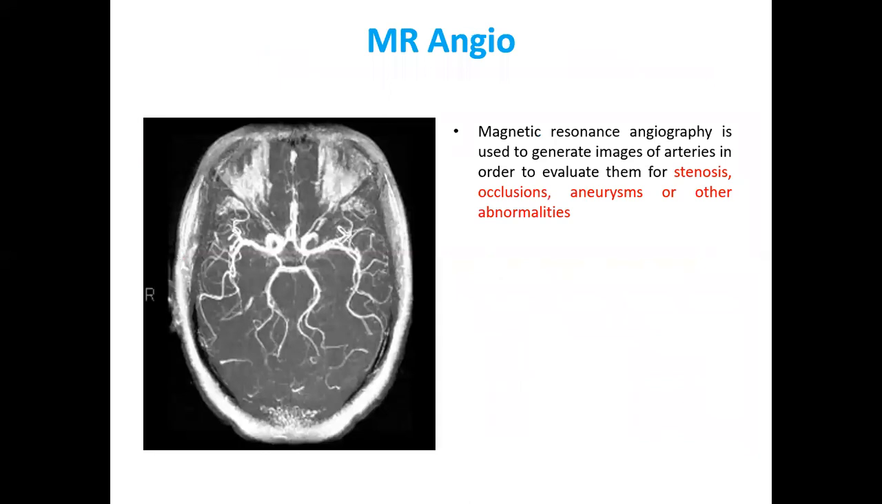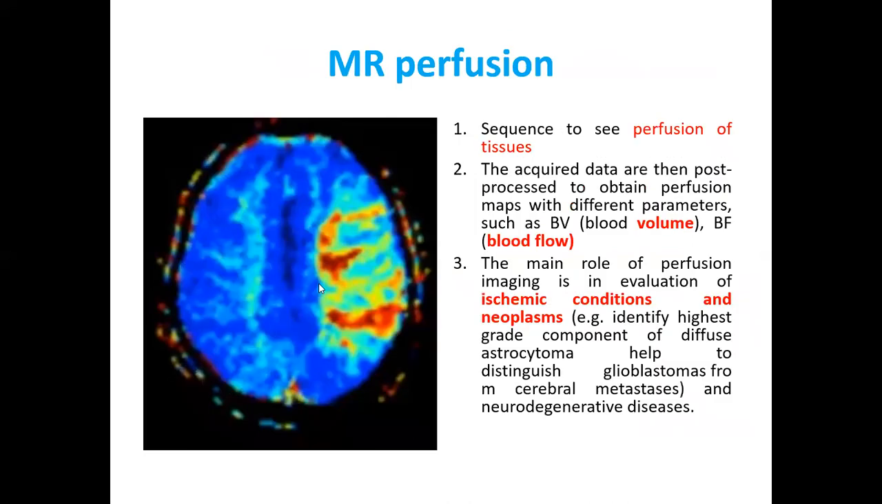Another is the MR angio. When you want to know about occlusion, stenosis, aneurysm, or other abnormalities, you should ask for the MR angio. Next is MR perfusion. If there is new angiogenesis, you want to know the blood flow and blood volume, in ischemic conditions and neoplasms. This is called the MR perfusion sequence, where you can see high blood flow in the area of new angiogenesis, mostly in glioblastoma multiforme.